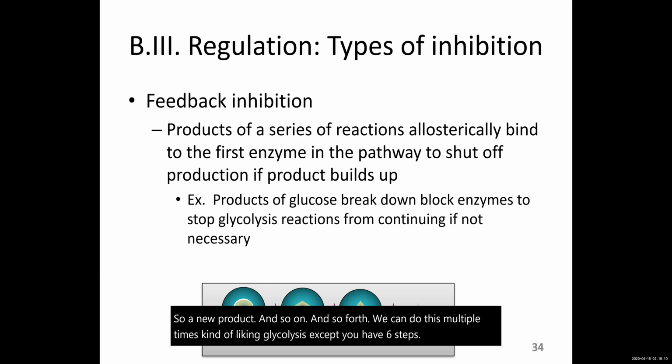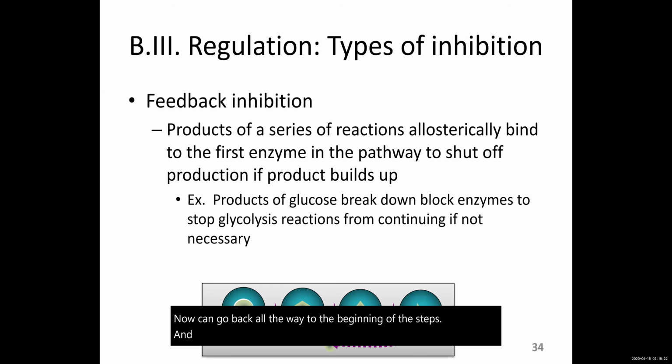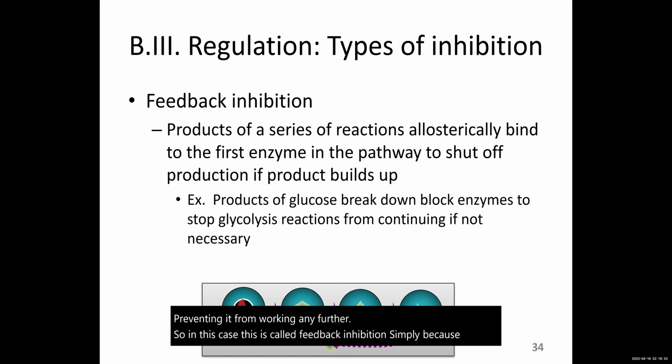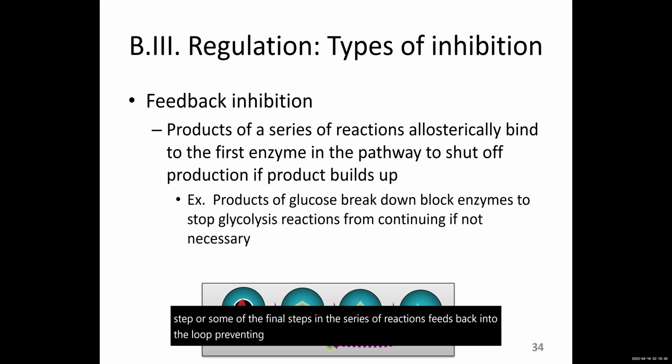But then that very final product that you make can go back all the way to the beginning of the steps and ultimately inhibit the first step, preventing it from working any further. And so in this case, this is called feedback inhibition, simply because the last step or some of the final steps in this series of reactions feeds back into the loop, preventing the first series from going any further and therefore inhibiting the whole process.